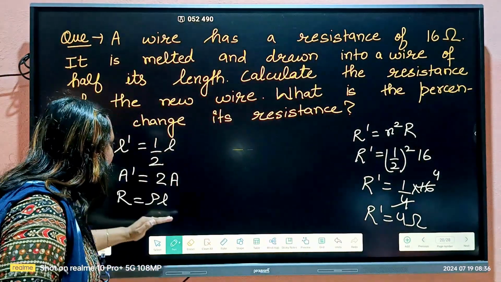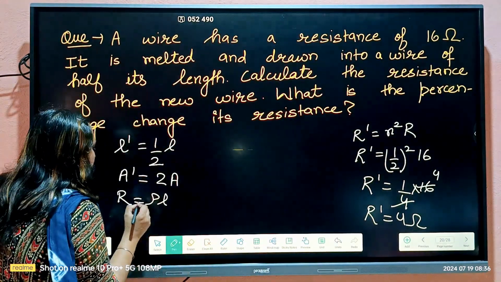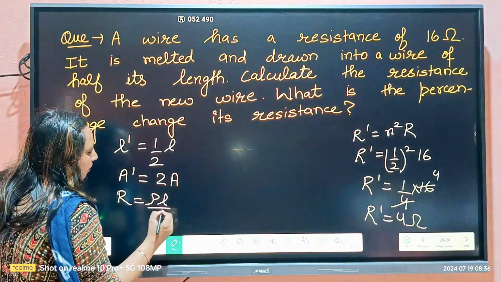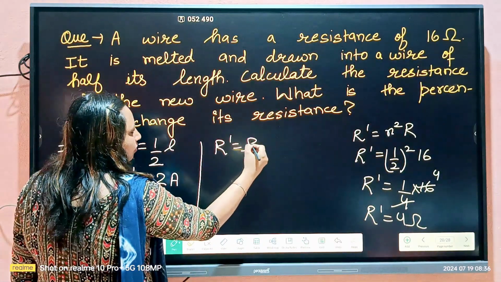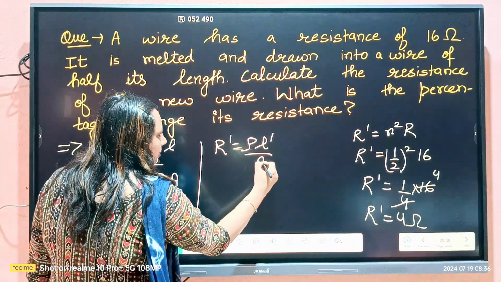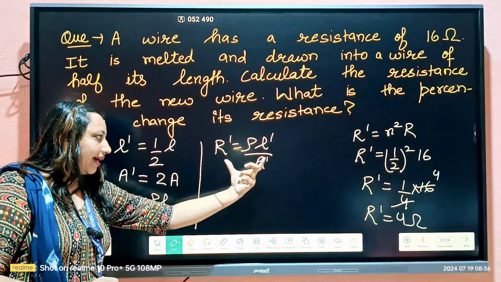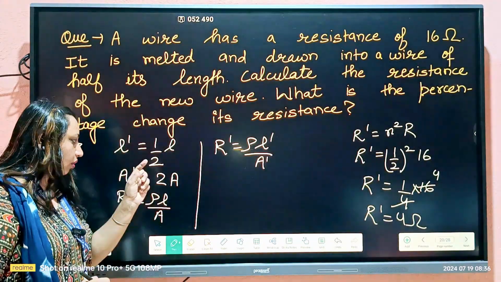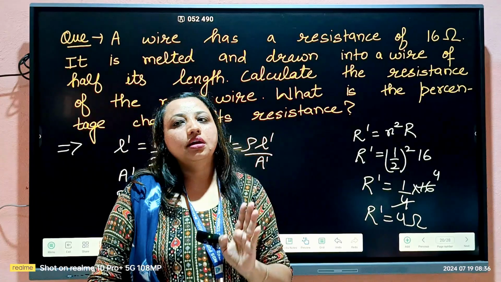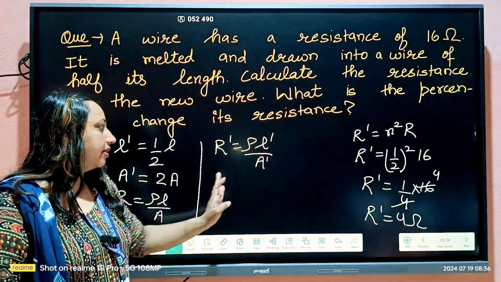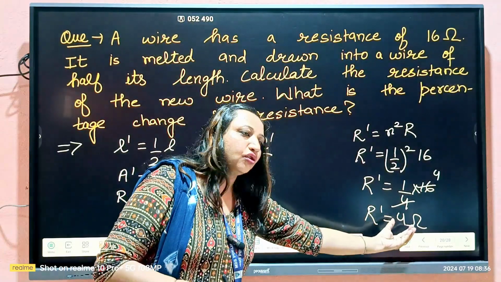You can also calculate with the longer method. With the longer method, R is equal to rho L upon A, and R dash is equal to rho L dash upon A dash. So you have two equations. Divide this equation with this. Rho is cancelled by rho. Put the value of L dash and A dash. L dash is half and A dash is twice. Right? We get the 4 ohm.